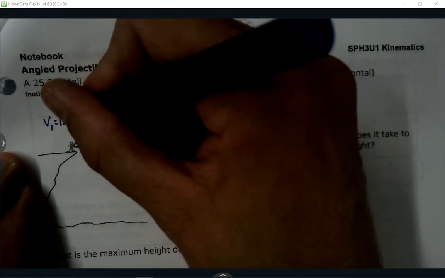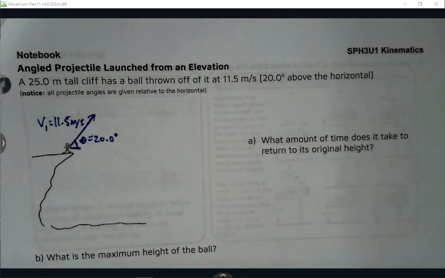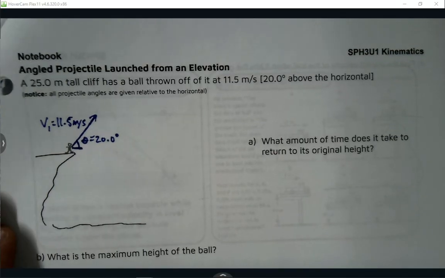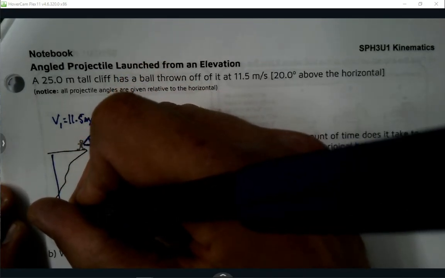I'm going to say that I've got a V1, an initial launch velocity of 11.5 meters per second. And as I draw this diagram, it functions as my givens. So those people that are resistant to drawing diagrams, get into it. Start drawing your diagrams. It says that the cliff itself is 25 meters tall. So I'll measure that out. 25.0 meters.